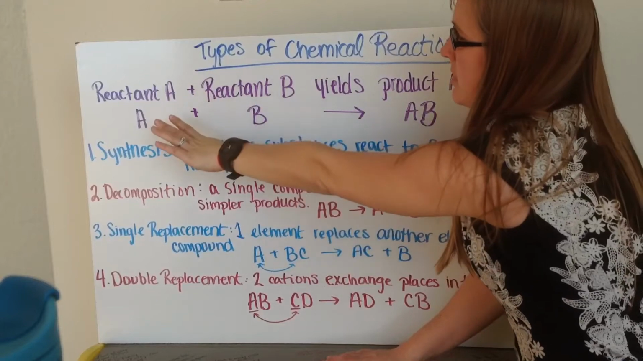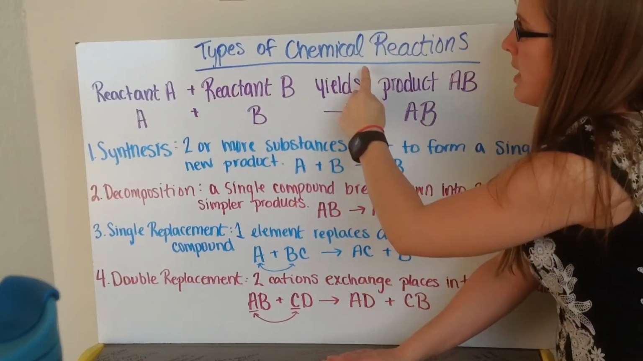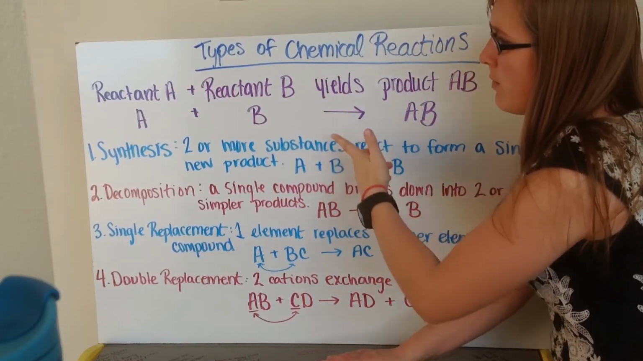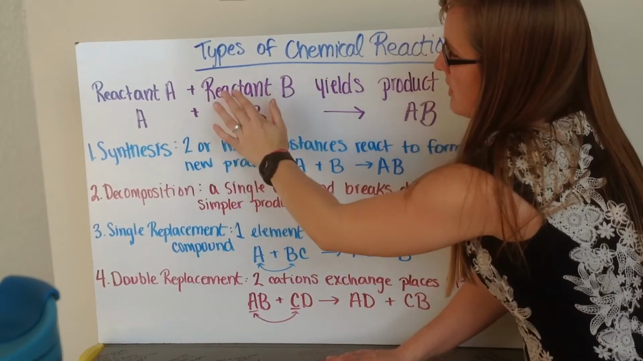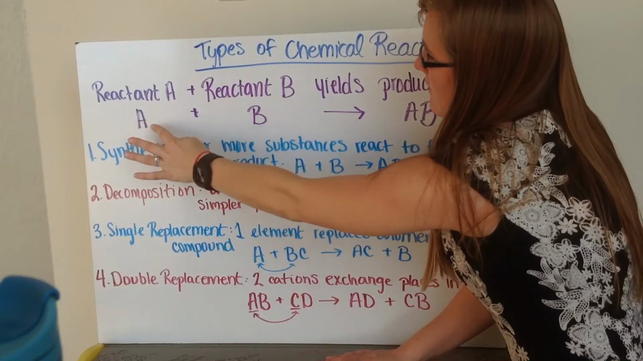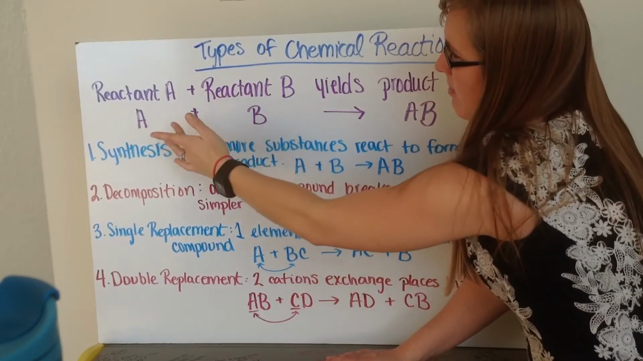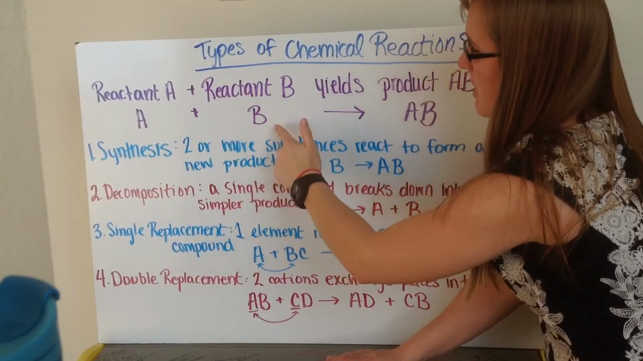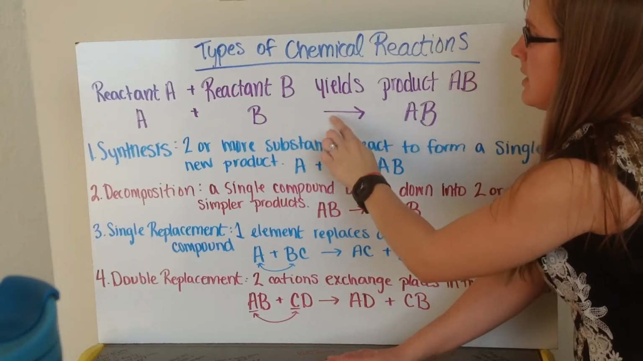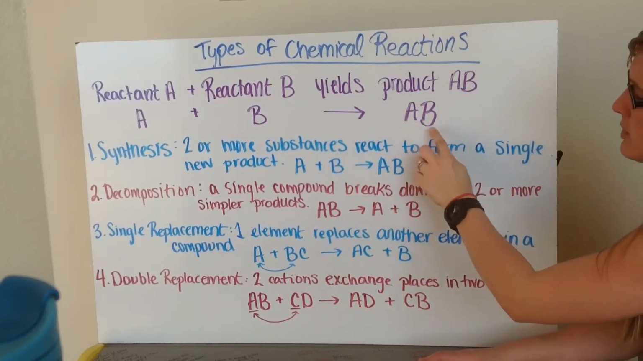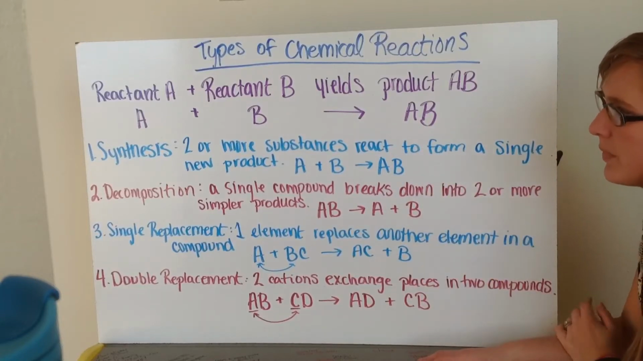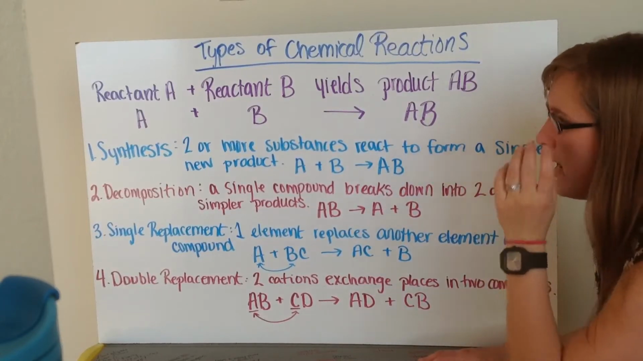My reactants are always on the left, products are always on the right, and my yield sign is shown by an arrow. So for example, if I have reactant A combined with reactant B, so whatever compound or element A and compound or element B, when reacted together yield, and that's where my arrow comes in, my product of my compound AB. Okay, everyone follows the same format.